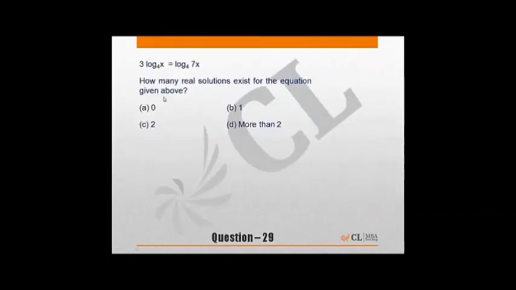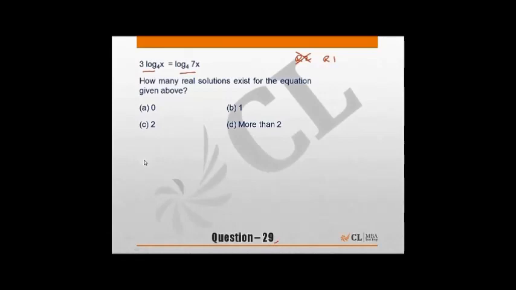Question 29. 3 times log x base 4 is equal to log of 7x base 4. Logs are typically round 2 for me. But in this case, I will be doing it in round 1 because it is coming at the end of the paper, the 29th question of the paper. It does not really matter whether I take it in round 1 or round 2. If I can solve this question, I will do it. Otherwise, I'll leave it for round 3. So let's solve this question.